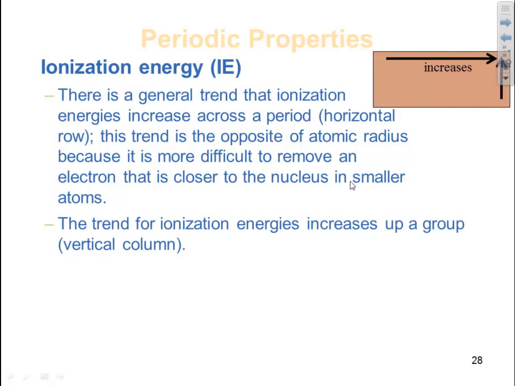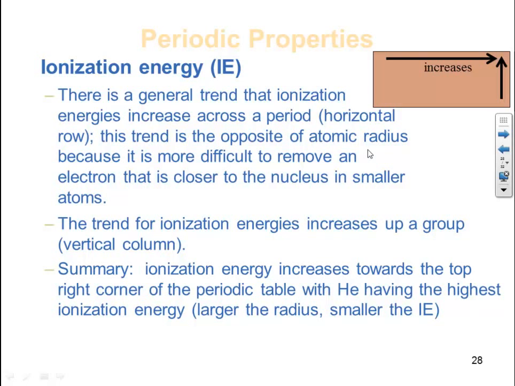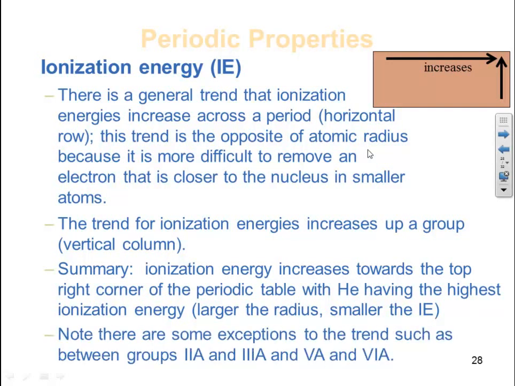The trend for ionization energy increases up the group, meaning your vertical column. Summary: ionization energies increase towards the top of the right corner of the periodic table, with helium having the highest ionization energy. Basically, the larger the radius, the smaller the ionization energy. Note, there are some exceptions to the trend, such as between group 2A and 3A and 5A and 6A.